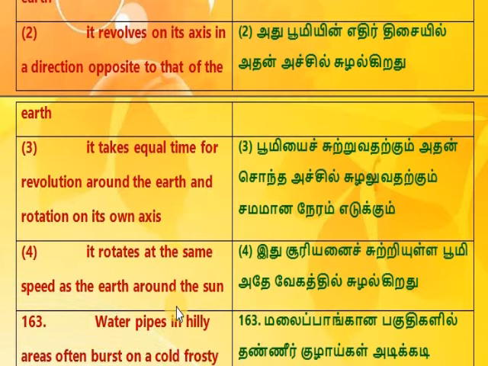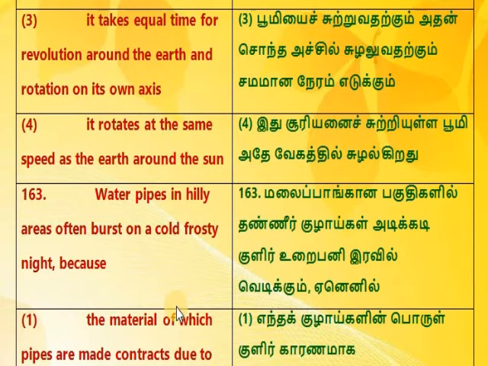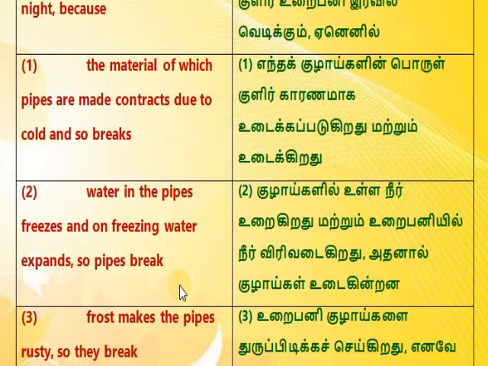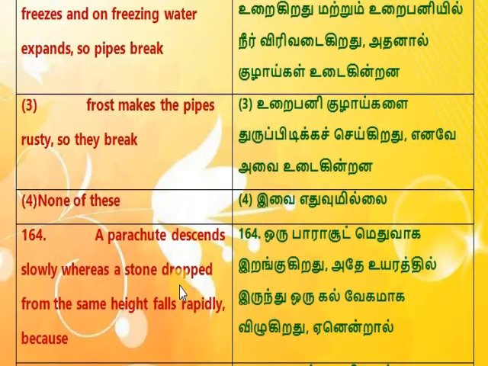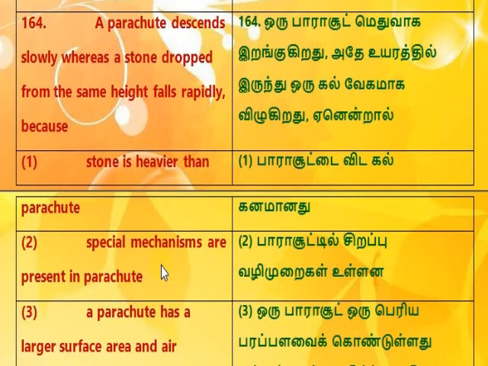163. Water pipes in hilly areas often burst on a cold frosty night, because 1. The material of which pipes are made contracts due to cold and so breaks. 2. Water in the pipes freezes and unfreezing water expands, so pipes break. 3. Frost makes the pipes rusty, so they break. 4. None of these.